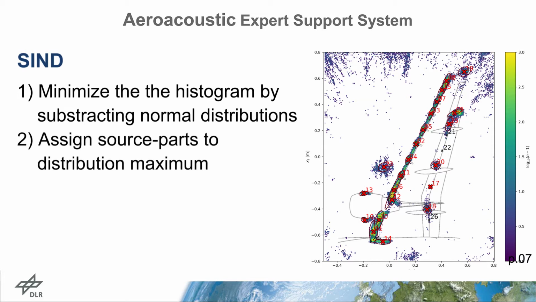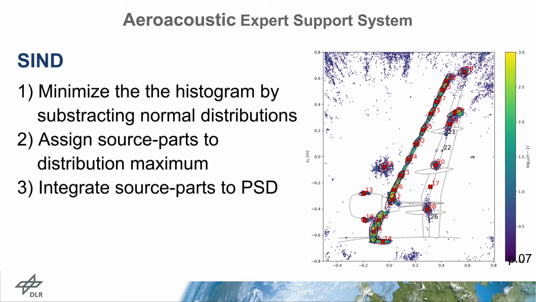Then we simply assign each point to the source with the highest probability and reject all points that lie below a chosen confidence. Then we integrate all assigned source parts to a spectrum. In the image on the right, you can see a threshold of 2 sigma displayed by the red ellipses for the sources. These are the integration areas for the automatically found sources.